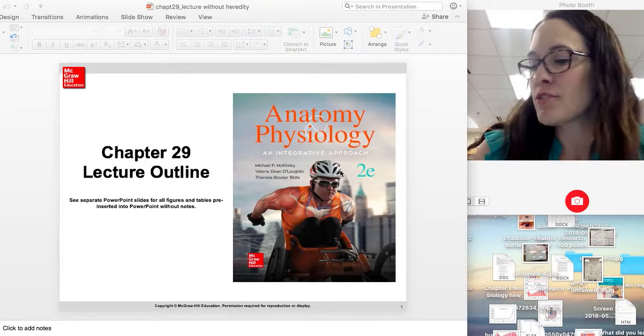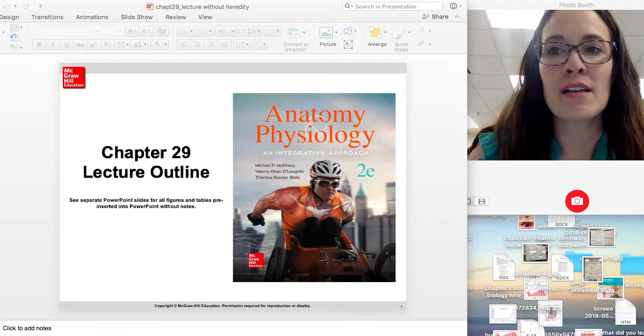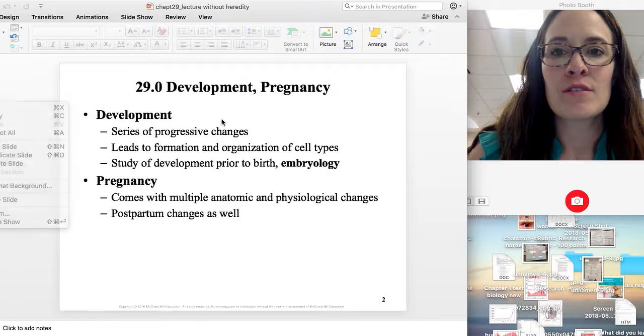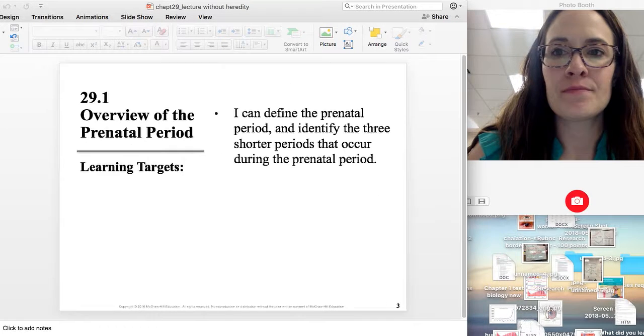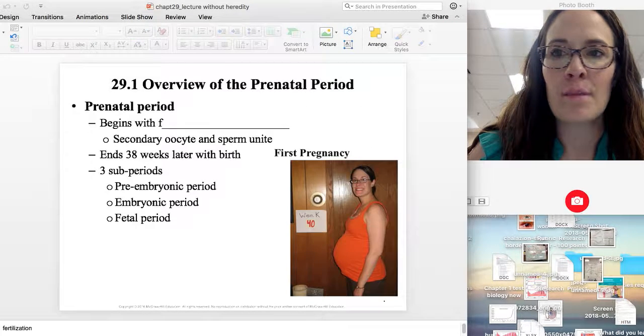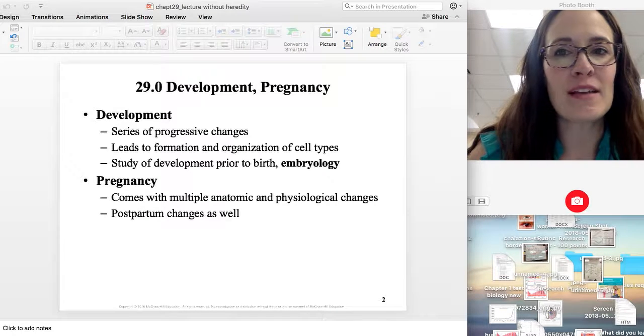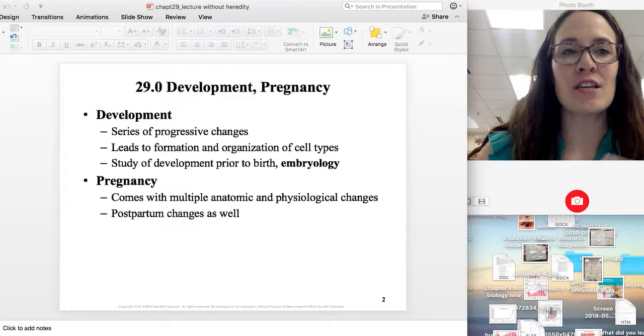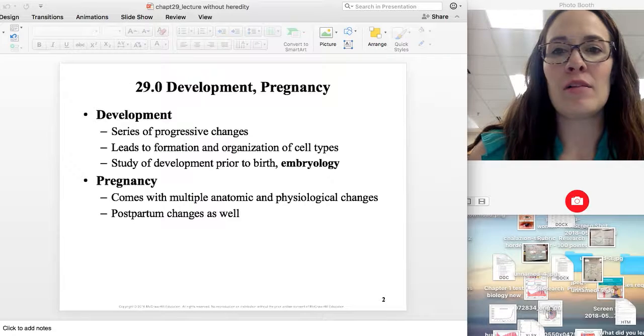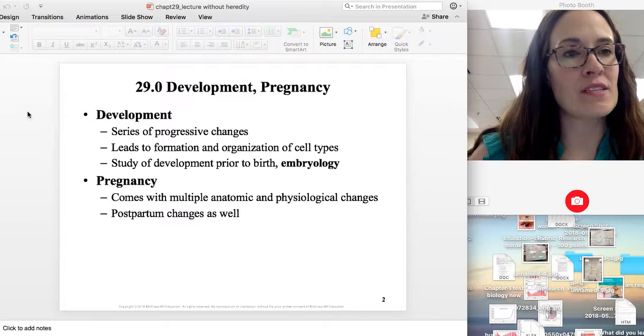All right, so this is for chapter 29. This is about pregnancy and development. So, first is the right one. Okay, so development is progressive changes that happen, and it can be studied before birth.